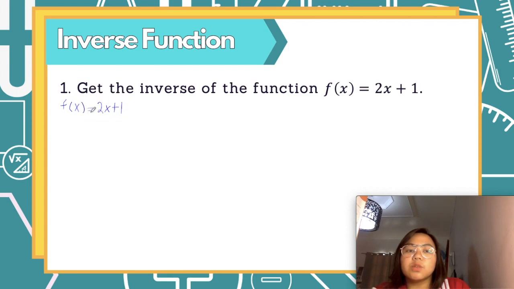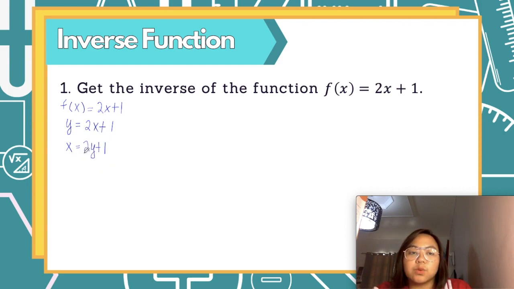The first thing that you will do here is to change f of x to y. Okay, so let's change that to y is equal to 2x plus 1. And then, the next thing that you will do is to interchange x and y. So, y here will be x and x here will be y. So, this will be x is equal to 2y plus 1.